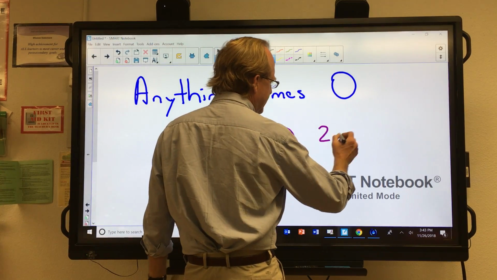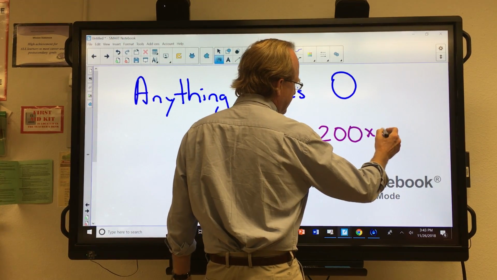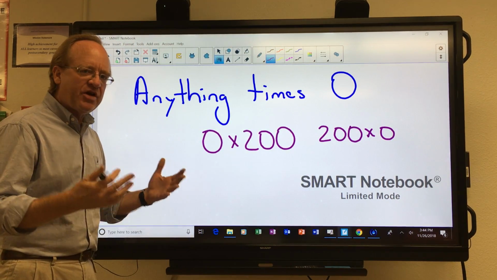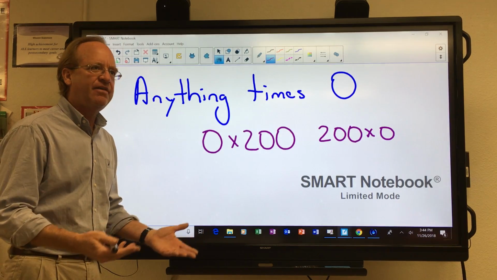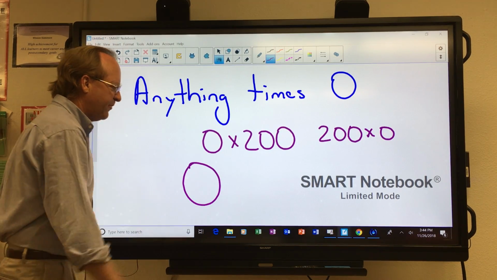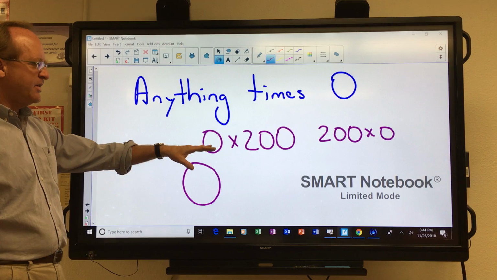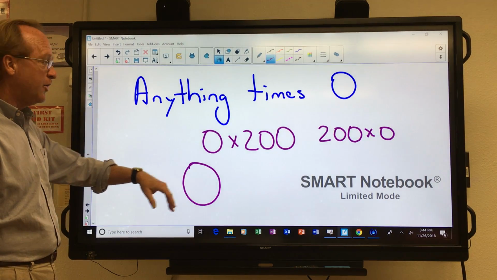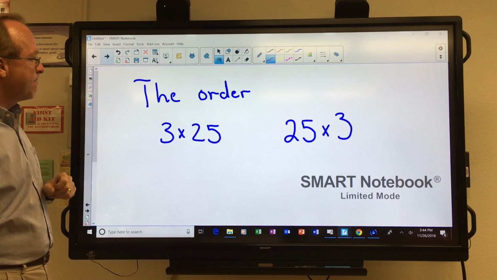Maybe an easier way to think of it would be if I multiplied 200 times 0. I'd have 200 zeros, right? And even though I have a huge pile of zeros, I still have nothing. I have 0. So anytime you multiply anything by 0, it's 0. Doesn't matter how high, doesn't matter how low the number is.